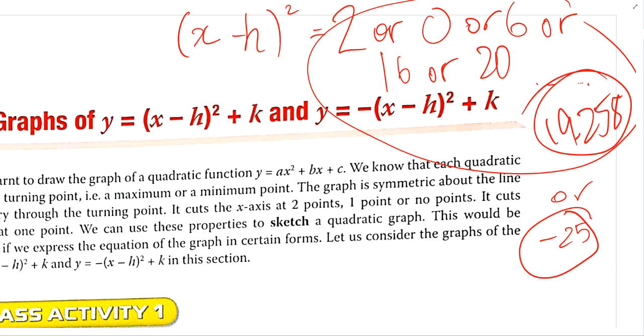I just want to add the last part. For our syllabus, not possible. Outside our syllabus, yes, possible. Of course, you'll learn more in Poly and or JC. So why is it that negative 25 cannot work?